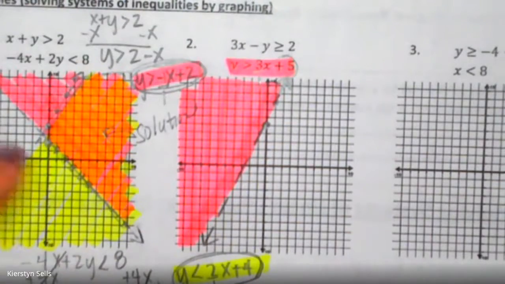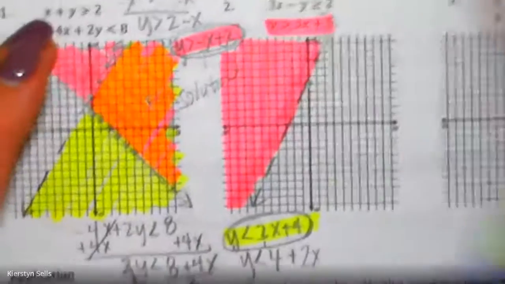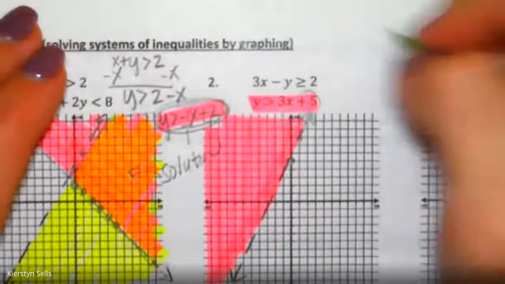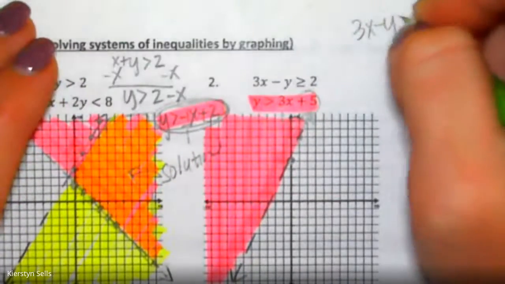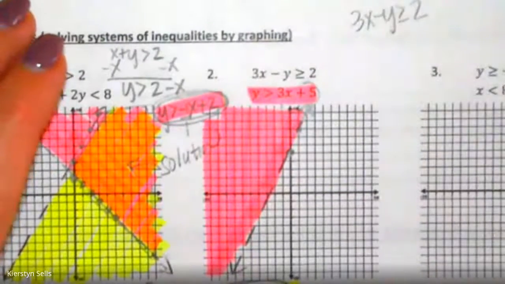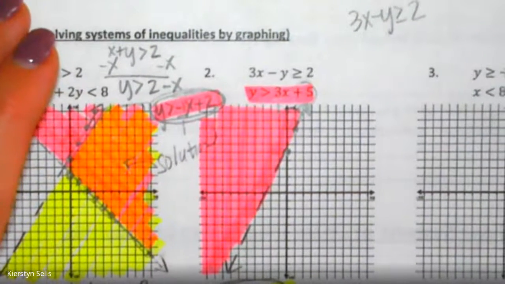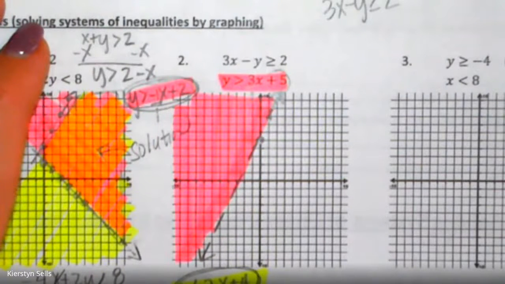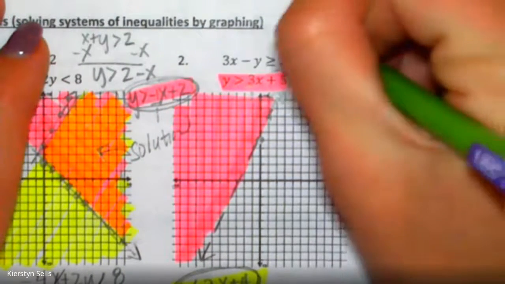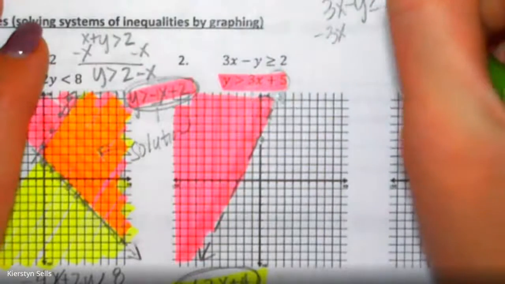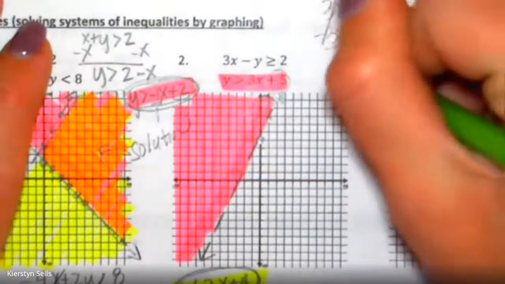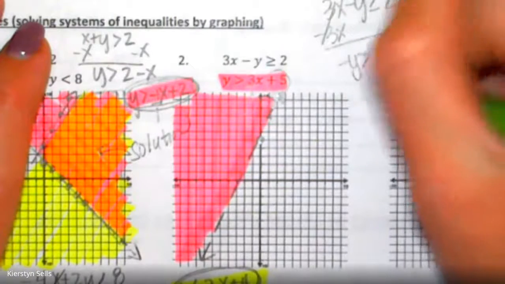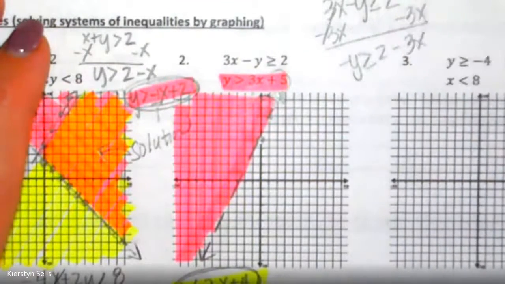All right, next one. I got to do a little bit of work on the next one. So 3x minus y greater than or equal to 2. What's the first step to get y by itself here? Minus the 3x. Don't forget your x. So negative y greater than or equal to 2 minus 3x.